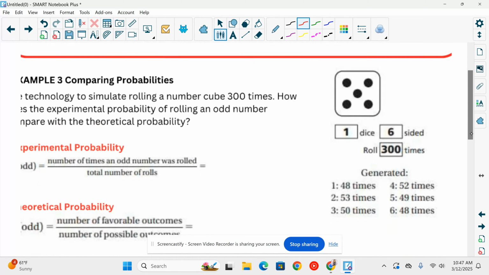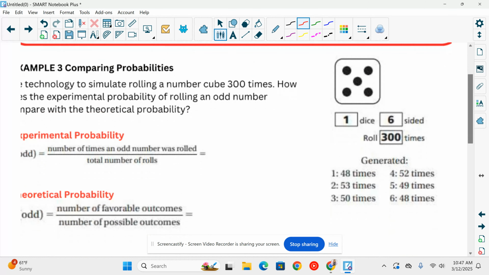So here we have a simulation that's been done for us, where they use technology to simulate rolling a number cube 300 times. How does the experimental probability of rolling an odd number compare with the theoretical probability? So we're comparing the two. We're looking at experimental versus theoretical.